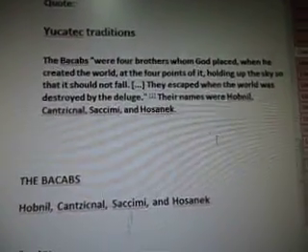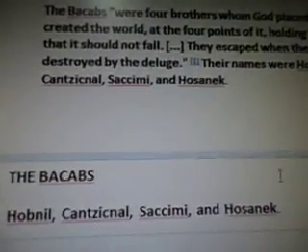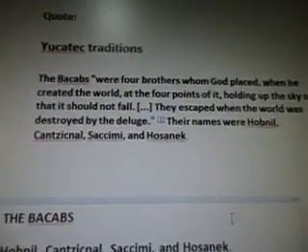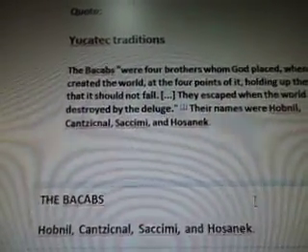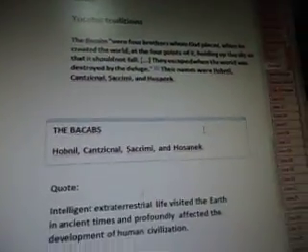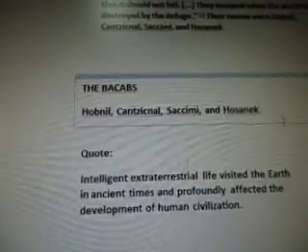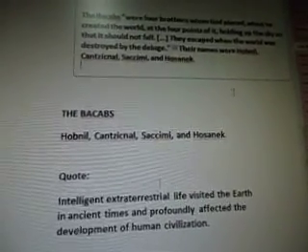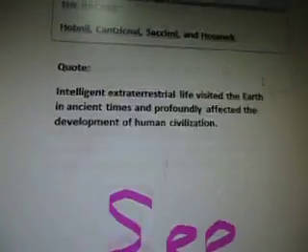Quote, Yucatec traditions. The Bacabs were four brothers whom God placed when He created the world at the 4 points of it, holding up the sky so that it should not fall. They escaped when the world was destroyed by deluge. Their names are Hobnil, Katzin, Sekimi, and Hosenek. That's a quote, okay? That's just to show you that what I'm talking about isn't totally off the wall. It's actually saying that they escaped. They abandoned their area, 1524 is when they left. Okay, so there's their names there.